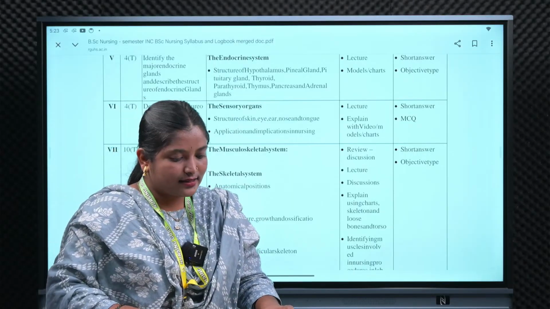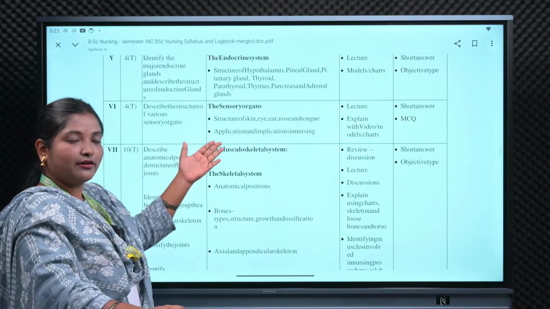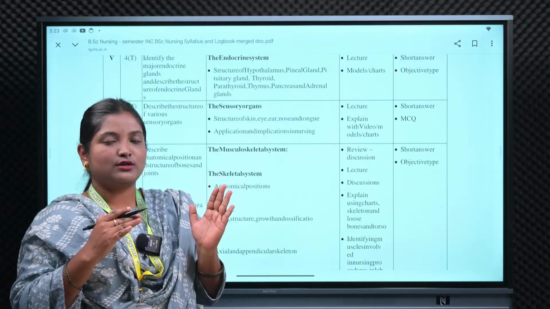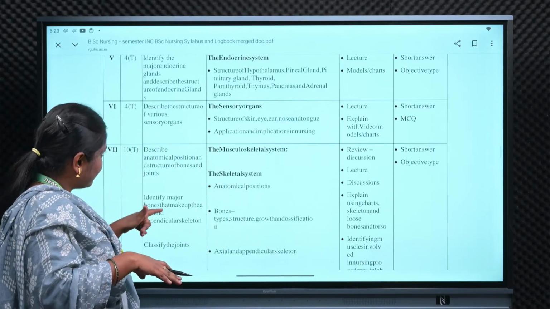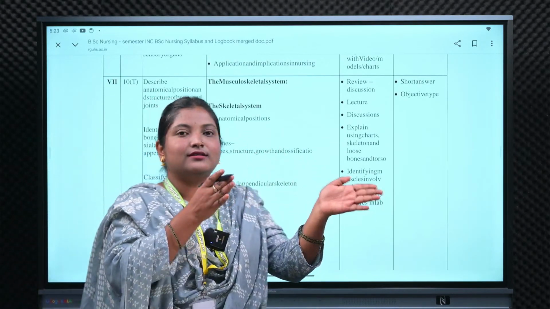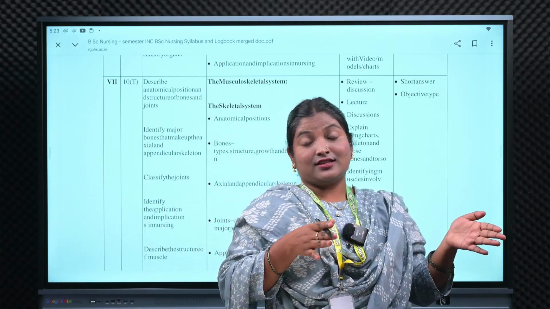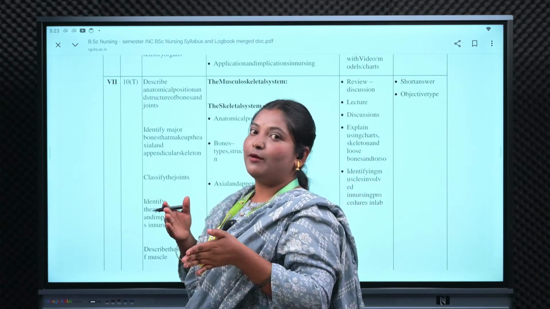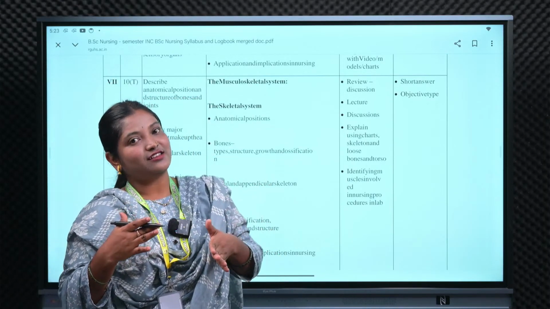And next, I have already said, the skin, nose, eye, ear, all these things are going to be studied in the sensory organs. Next is the 7th unit, musculoskeletal system. Musculoskeletal system, muscle plus skeletal. So you are going to study about the muscles, 630 muscles will be there, and as well as we are going to study about the bones. Together, this is called the musculoskeletal system.